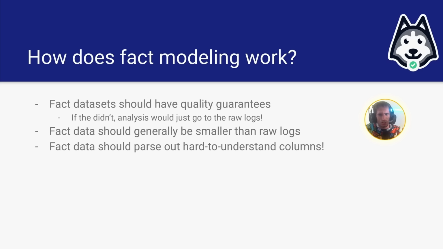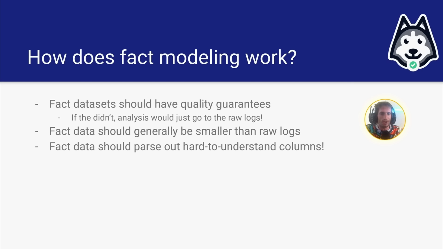Fact data should generally be smaller than raw logs. Raw logs a lot of times will log a lot of extra stuff that you don't actually need. They might need it for diagnosis, or the software engineer needs it to understand what's going on in the server, and that's not something you need to know to understand what's going on in the business. And so a lot of times you'll end up modeling that stuff away.